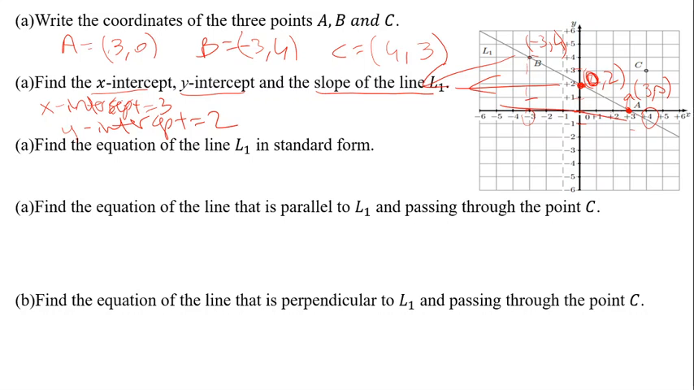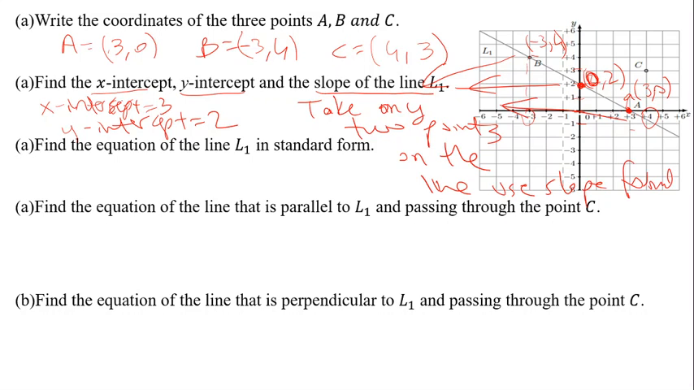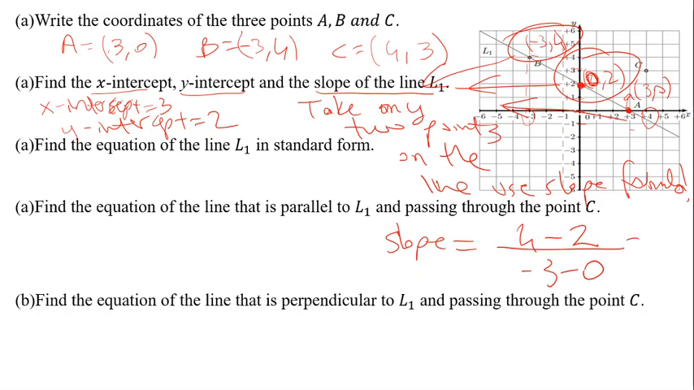If you want to get the slope, take any 2 points on the line, and use the formula. Use the slope formula. What is it? Slope is equal to y2 minus y1 over x2 minus x1. So I'm taking these two. So it will be 4 minus 2 over minus 3 minus 0. So this will be 2 over minus 3.